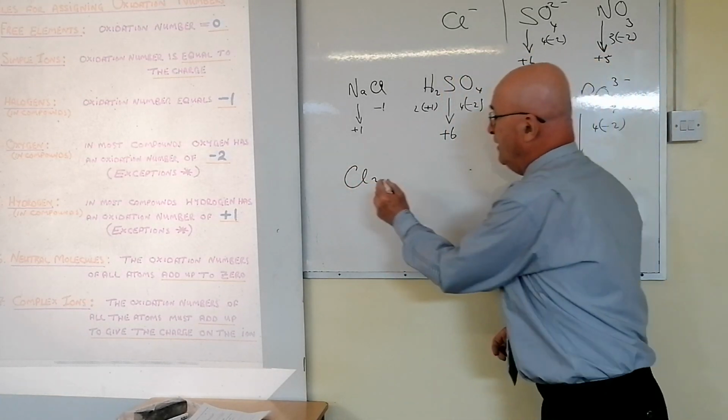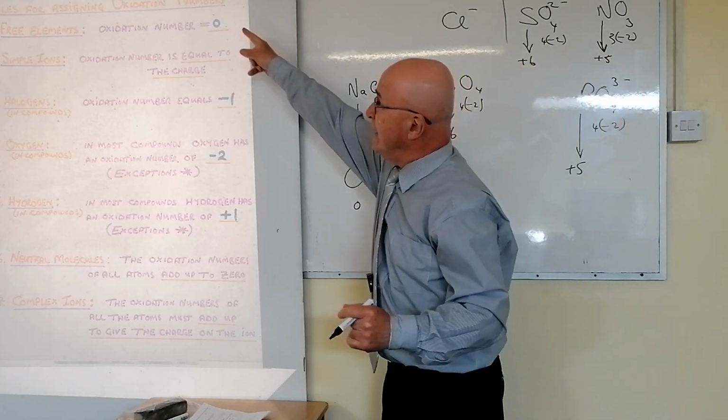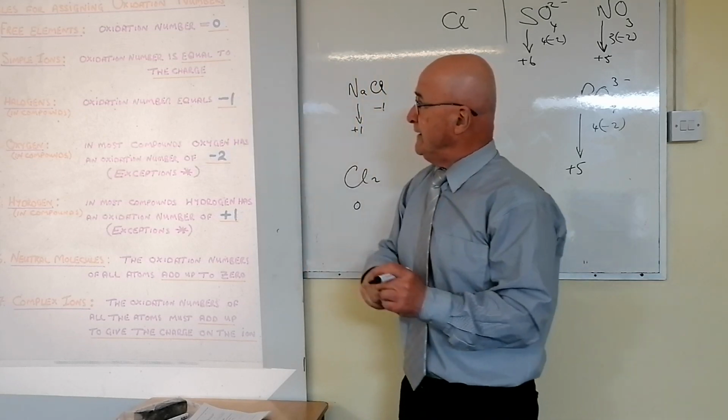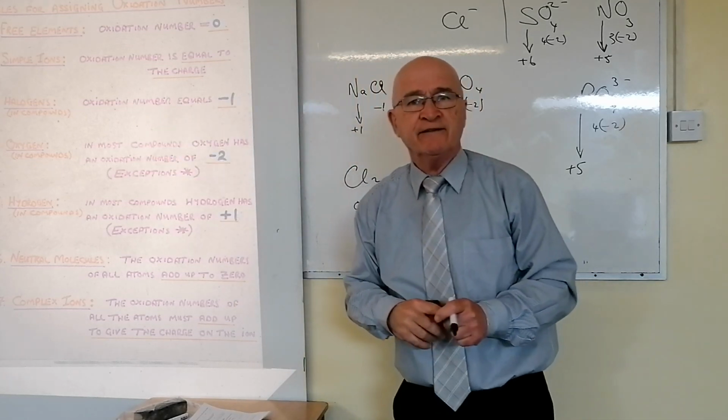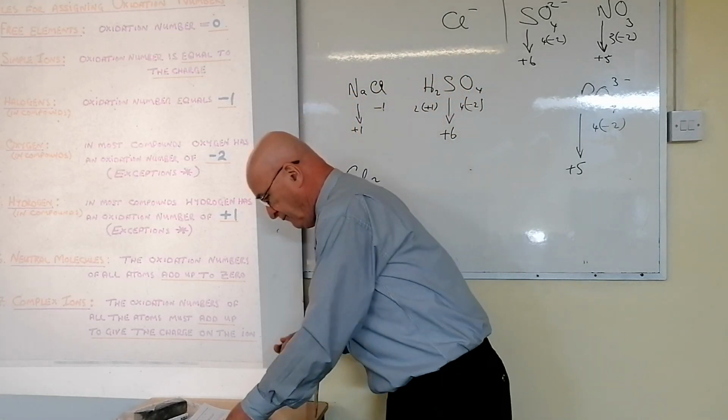Halogen is -1. No, that's a naught. Chlorine is a halogen, but the first rule tells you it's a free element. So number 1 overrides number 3. I did put in there halogens in compounds. And that's important that you be aware of that, all right?